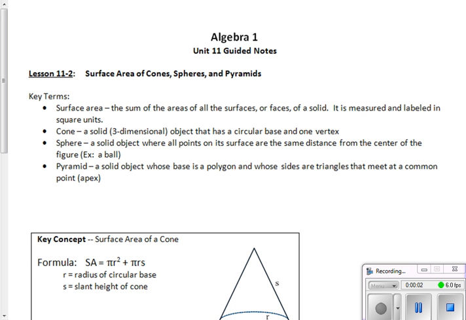Lesson 68 is going to cover surface area of cones, spheres, and pyramids. Surface area is basically a sum of all the areas of the faces added together. It's measured in square units. It is an area, so it has to be units squared. And then we'll find the surface area of the three given: cone, sphere, and pyramid.